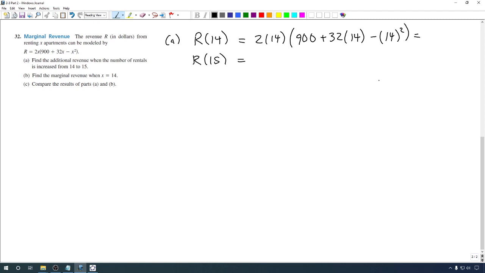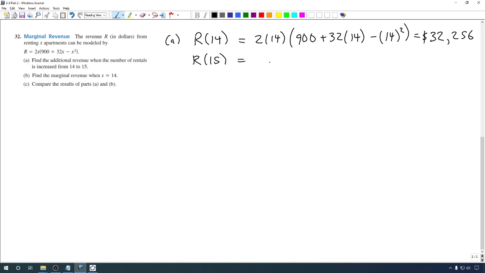And of course, I'm going to use a calculator here. I'm not going to try to do this by hand. And I get 32,256. Of course, notice here that the revenue is in dollars. So we plug in x, which represents apartments, so number of apartments, and we get out dollars at the end.